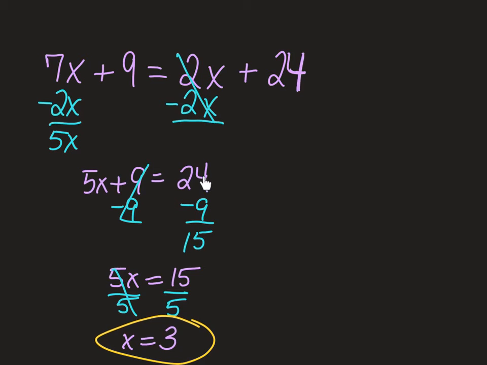Rewrite. So everybody in purple is my rewrite step: 5x plus 9 is equal to 24. Blue is my next song, minus 9 from each side. Purple is my rewrite. Divide by 5 is my last song. x is equal to 3.